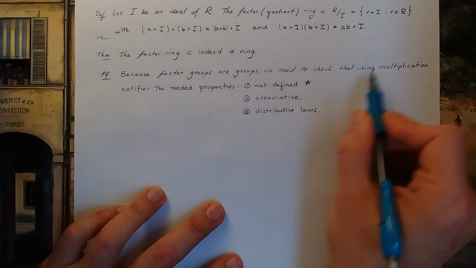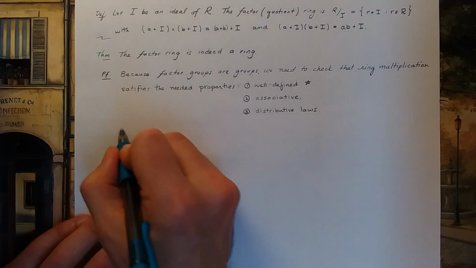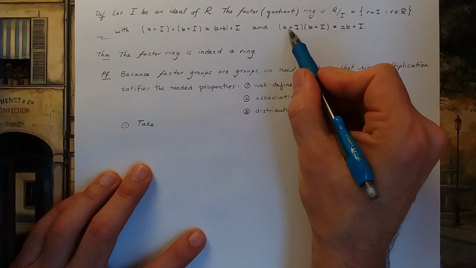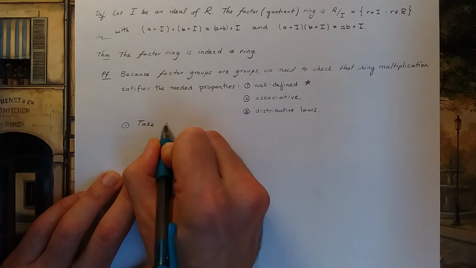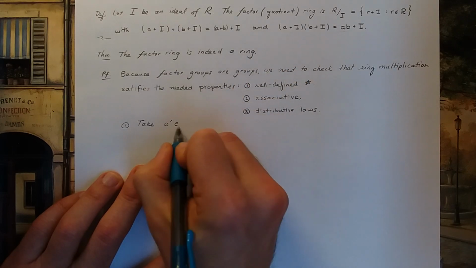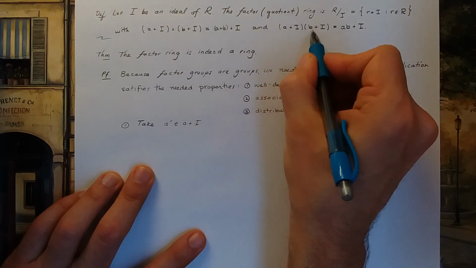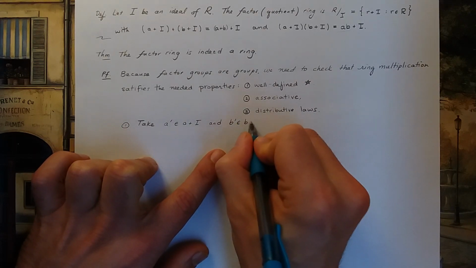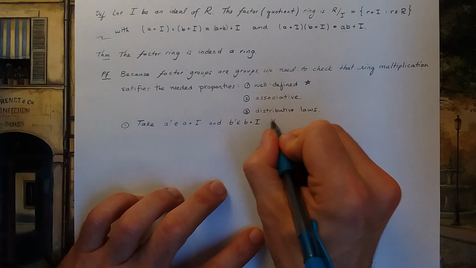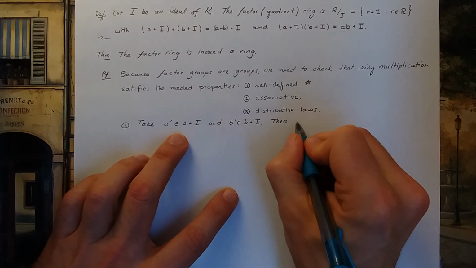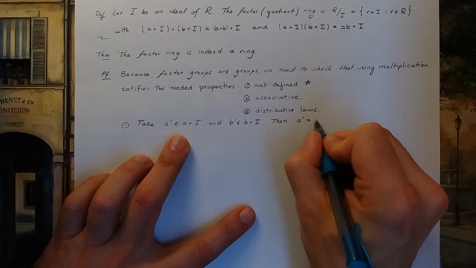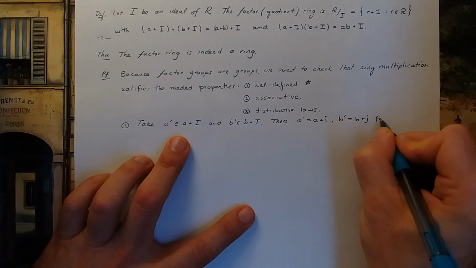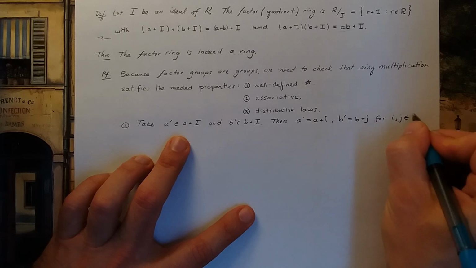I'll show that the multiplication in the factor group is indeed well-defined. So let's do the well-defined. To do that, I can take different representatives in the rings. So let's suppose I take A prime in the first coset and B prime in the second coset. What that means is the A prime is equal to A plus I, and B prime is equal to B plus J for some I and J in my ideal.